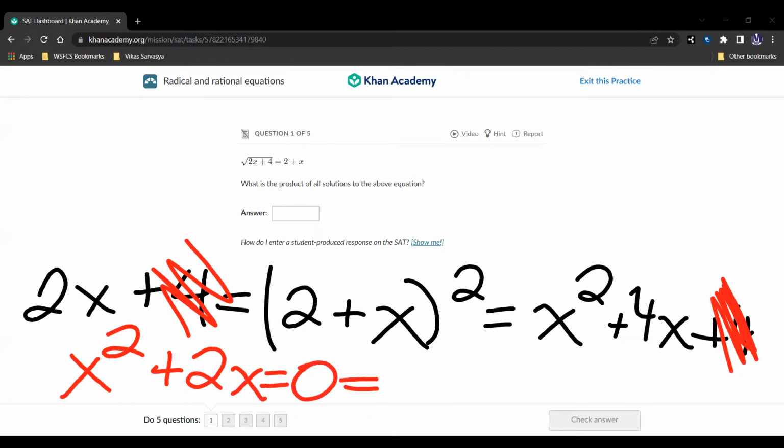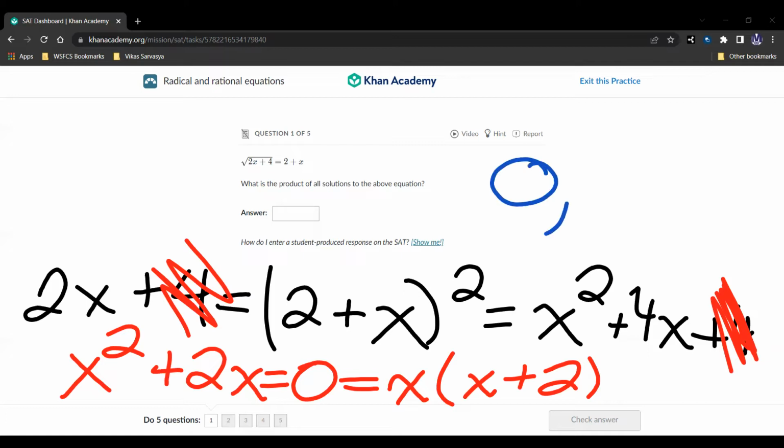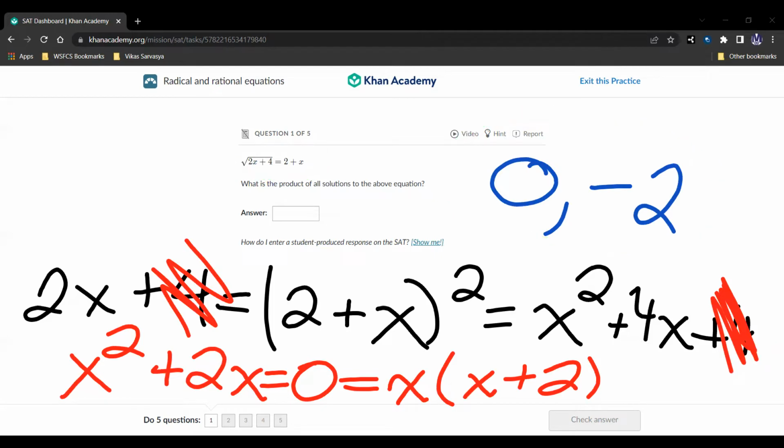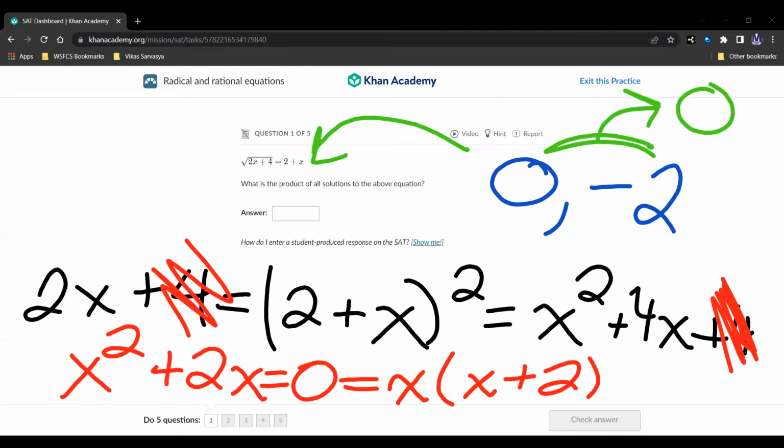But x squared plus 2x also equals x times x plus 2. So the roots here are going to be 0 and negative 2. Now you do have to be careful, right? Since you have a radical sign, you have to be sure that these two solutions actually work. So let's try those. We plug in 0 and we get the square root of 4 equals 2. That works. Plug in negative 2 and we get that 0 equals 0. Also works. So both of those work. The product of these two is going to be 0. So the answer here is just going to be 0.